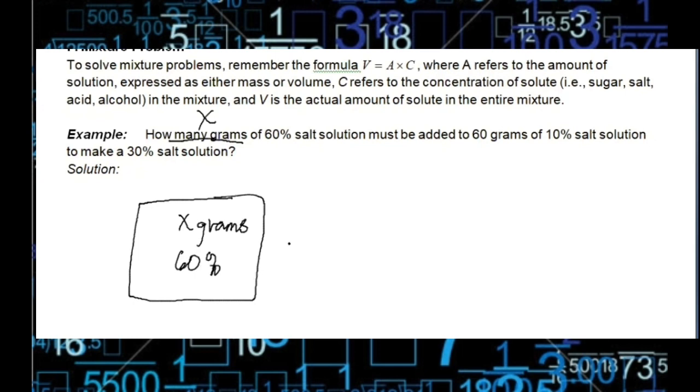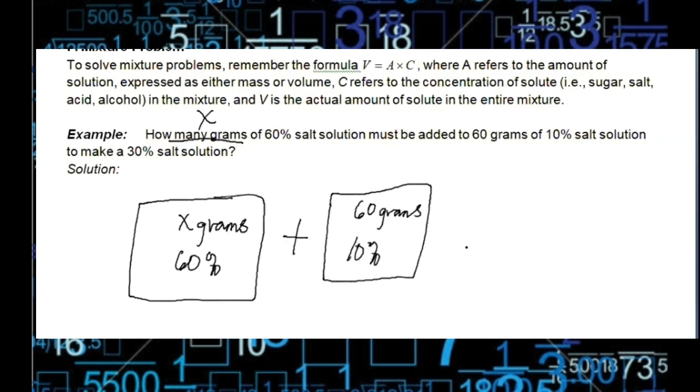Salt solution must be added to 60 grams of 10% salt solution to make a 30% salt solution. When it says "to make," always remember it means equals. Ma'am, ano po ilalagay dito?